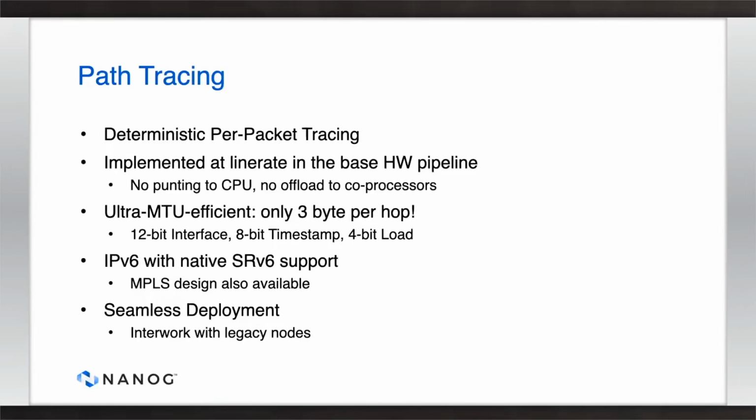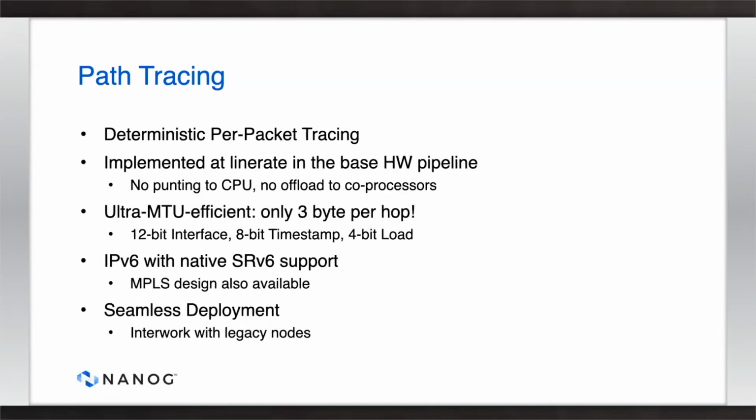The other goal we have here is ultra efficiency for MTUs. We're adding 3 bytes per hop: a 12-bit interface ID, an 8-bit timestamp, and a 4-bit load. As I mentioned before, this is about IPv6 with native SRv6 support. There is an MPLS design available as well that we will not be going over.